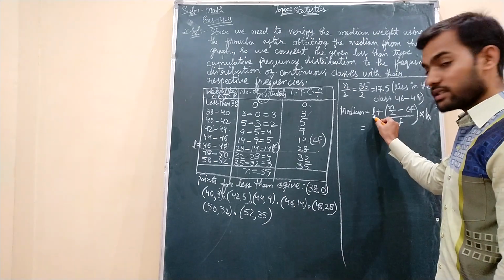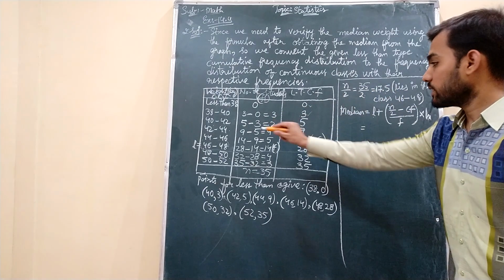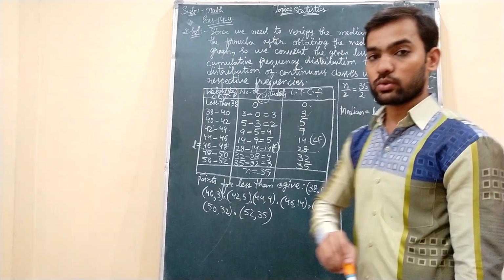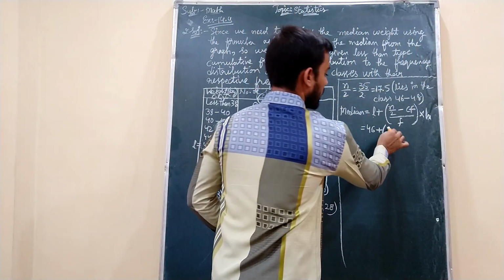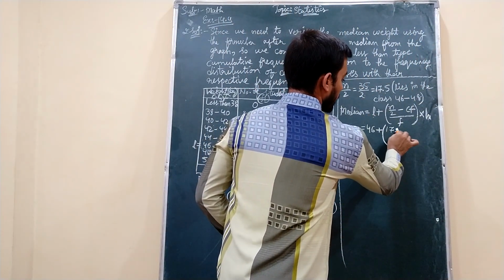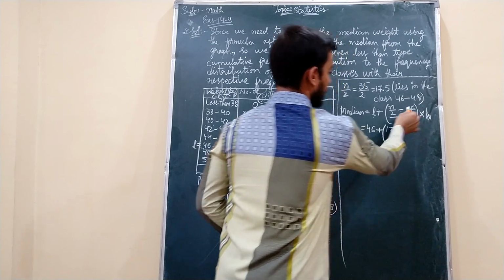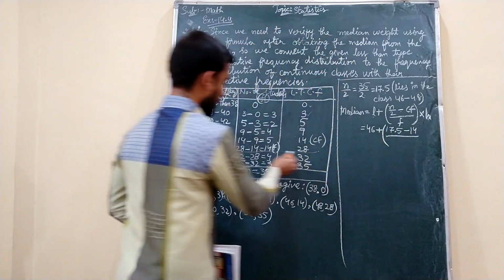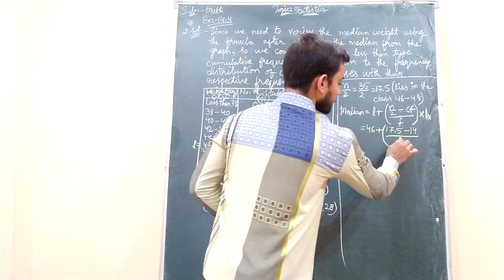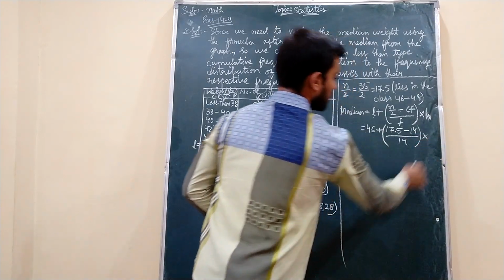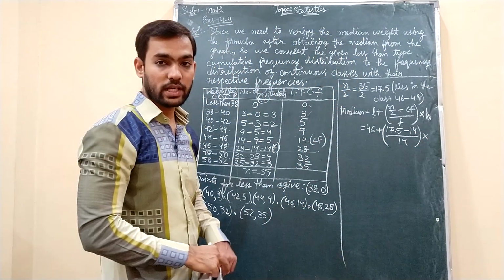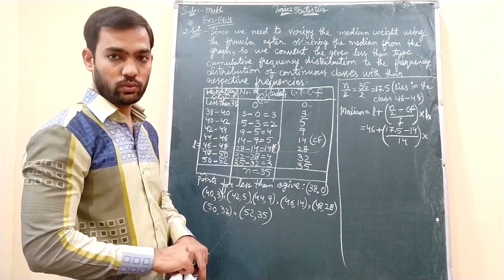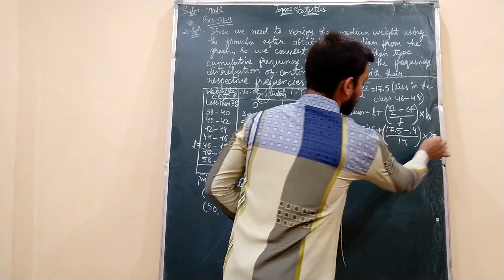H is nothing but the size of the median class. What is the L value? L value is 46 plus n by 2, which we have just found, 17.5, minus CF. CF is 14, divided by F. F is also 14, into h. H is nothing but the size of the class interval. If you see the size of the median class, 46 to 48, it is a difference of 2. That we will write over here.